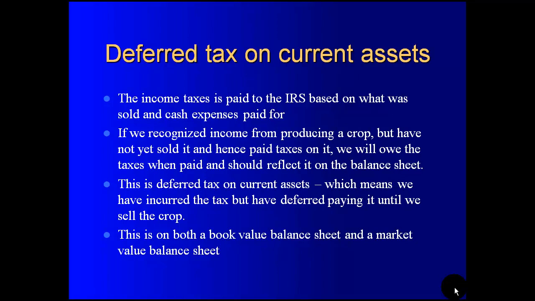So we didn't have to pay it for, for example, 2011. We grow potatoes and we hold them over and we don't sell them until 2012. In 2011, we don't owe that tax because we haven't sold them yet. So we've deferred paying that tax until 2012 when we actually sell the potatoes. So we've incurred the tax, but we've deferred paying it until we sell the crop. This again happens on both a book value balance sheet and a market value balance sheet.